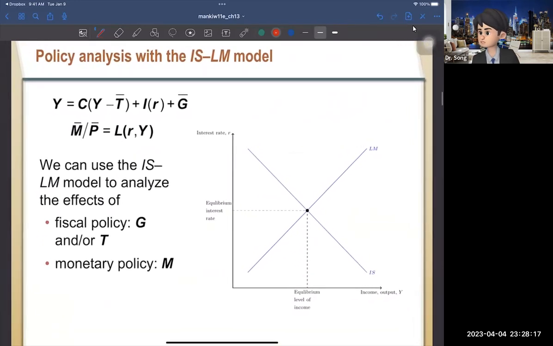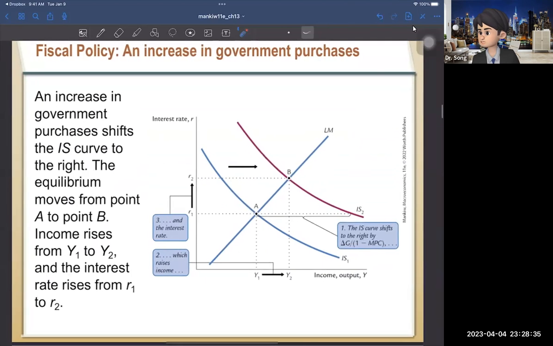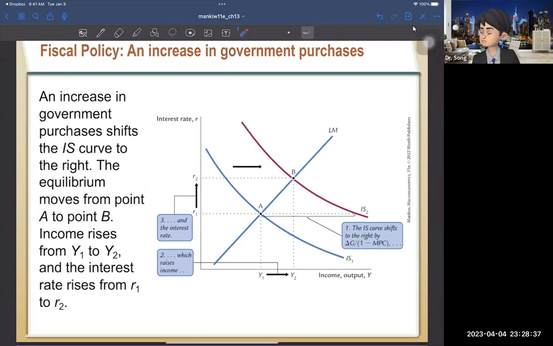All right, so here we have the IS-LM model. Fiscal policy is when the government adjusts government spending or taxes. And monetary policy is when the central bank adjusts the money supply. So when the government implements expansionary fiscal policy, such as raising government spending, what happens? The IS curve shifts to the right.